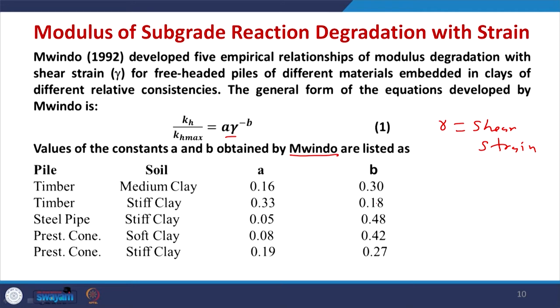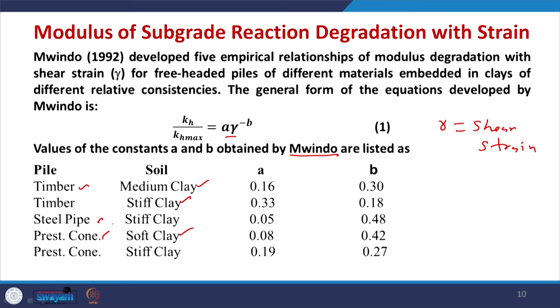Because this test has been conducted on 3 types of material for pile: timber, steel and pre-stressed concrete. While for the soil, soft clay, medium clay and stiff clay have been considered. So you have 3 types of soil and 3 types of pile. With these combinations, the values of A and B are given in this table, which is based on experimental data conducted by these researchers.